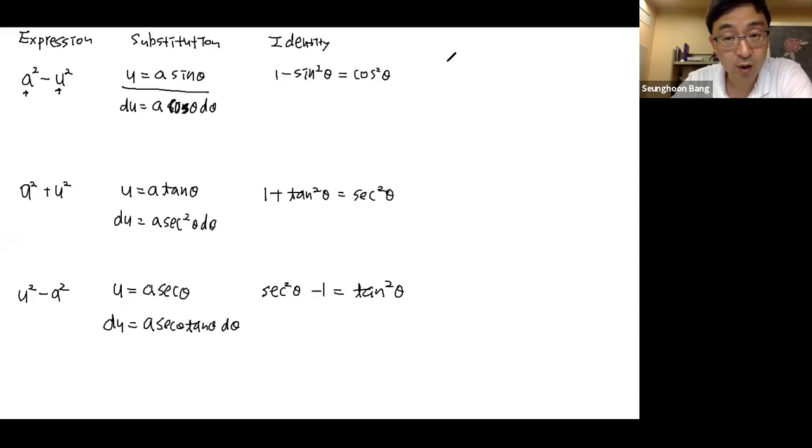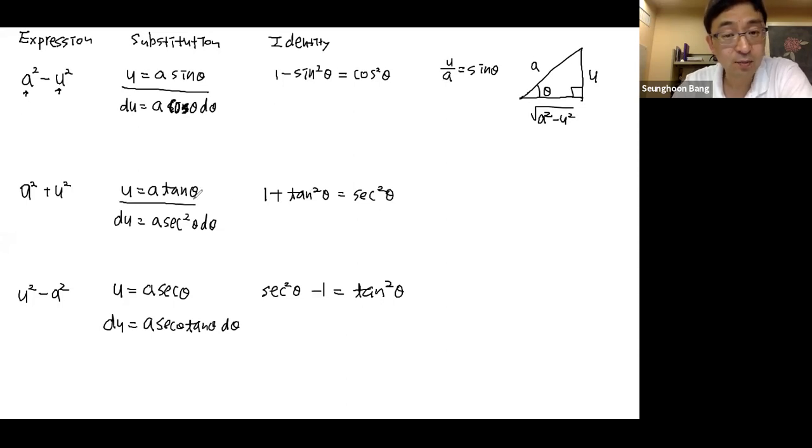So we have u over a equals sine theta. You can draw a right triangle. What is sine theta? Opposite over hypotenuse. How can you find the adjacent? You have to use the Pythagorean theorem. So we have square root of a squared minus u squared. So like this.